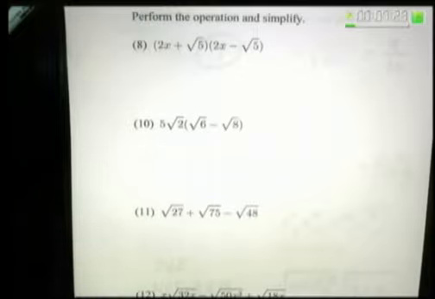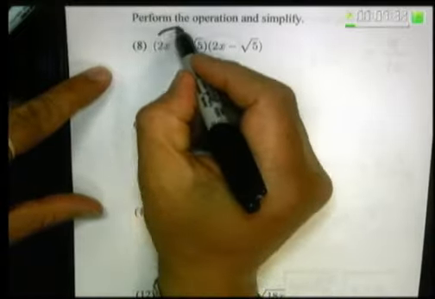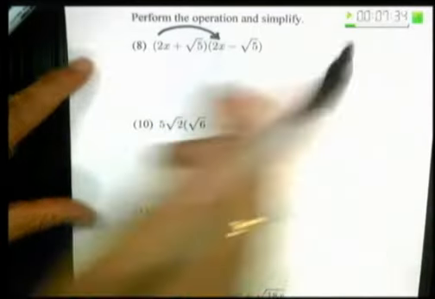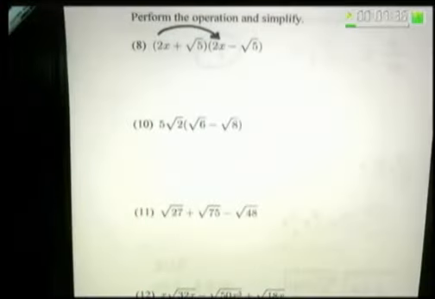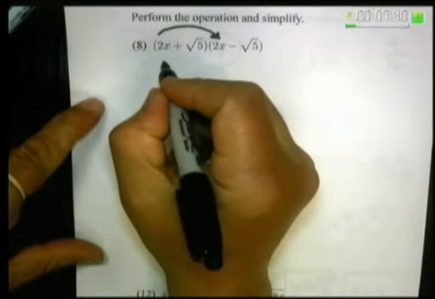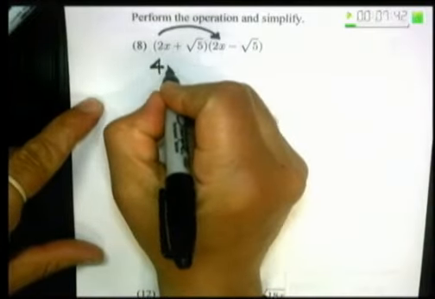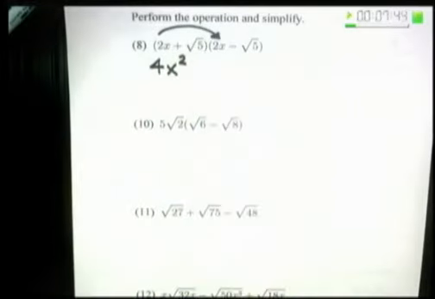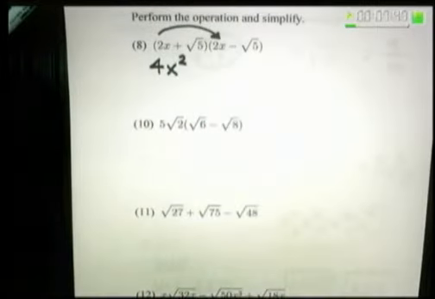So the FOIL method says we're going to take 2x and multiply it times 2x, right? So what do we get? 4x squared, right? Don't make that mistake. That's what a lot of people make, real simple mistakes that will get them. So 2x times 2x is 4x squared.